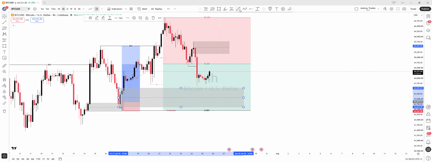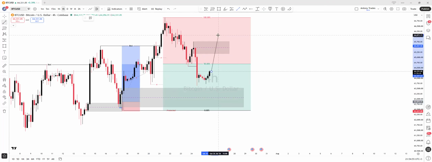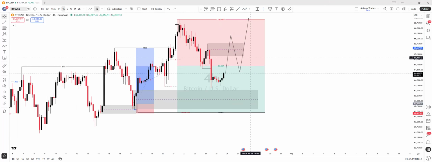But if the market decides to violate this zone and breaks above, then we'll have an internal change of character. So what will you do? We wait for confirmation, or we wait for a pullback, market to come to the discount area, and then we take our buys from that area. All right. So now I have two zones to watch on BTC.